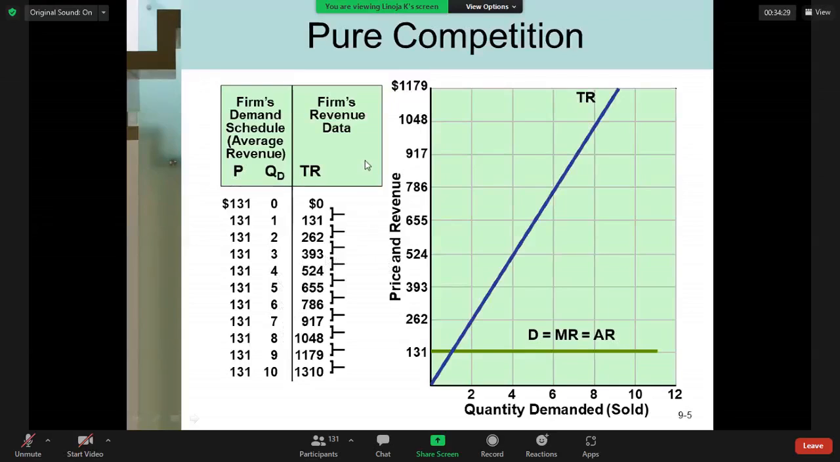Then please find out the marginal revenue. How can you find out the marginal revenue? MR, marginal revenue, how can you find out? How to find out the marginal revenue? Have you studied? TR over Q. AR?